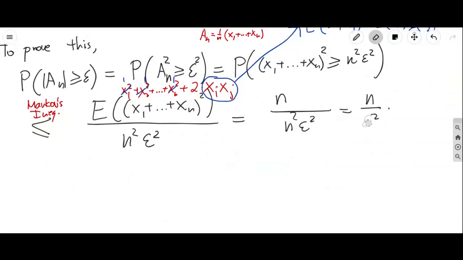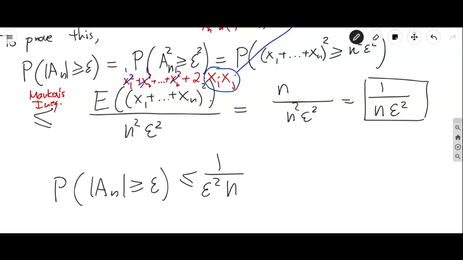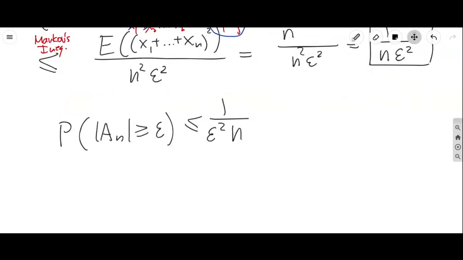And now you can see that this number goes to 0. You can make this number arbitrarily small. Oh, I'm sorry. N divided by n squared. It should be the other way around. It should be 1 divided by n epsilon squared. This is what you end up with. And in the limit, that goes to 0. So basically, we have the inequality that the probability that an is greater than or equal to epsilon is dominated by 1 over epsilon squared times n. Now, this inequality is correct, but as we will see, this inequality is very rough.